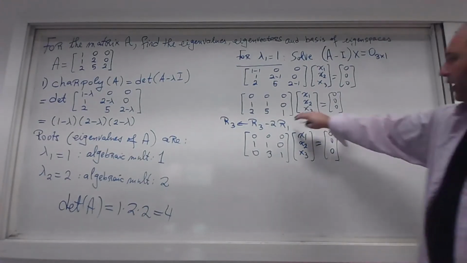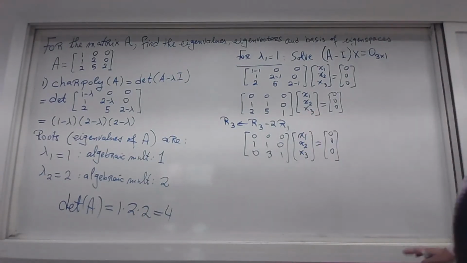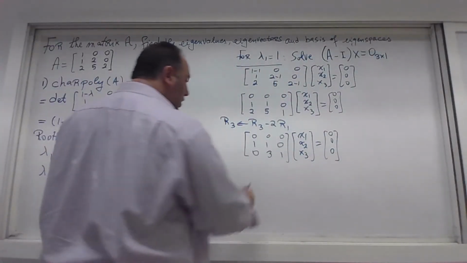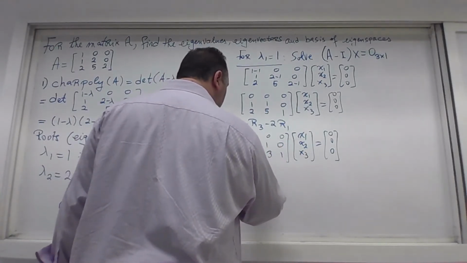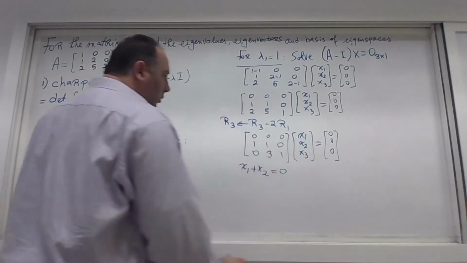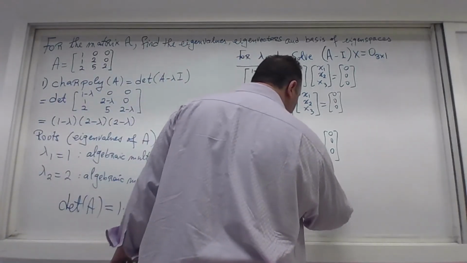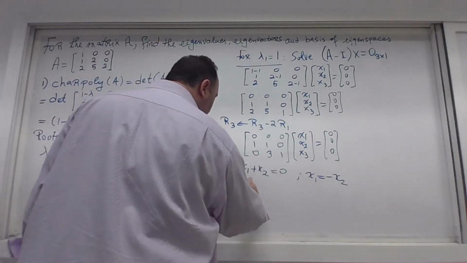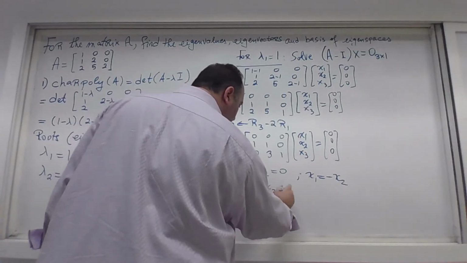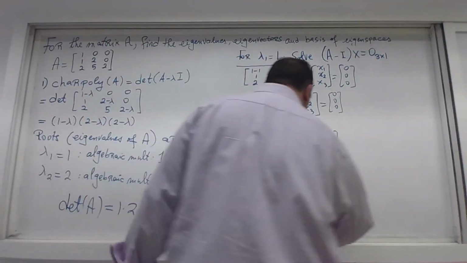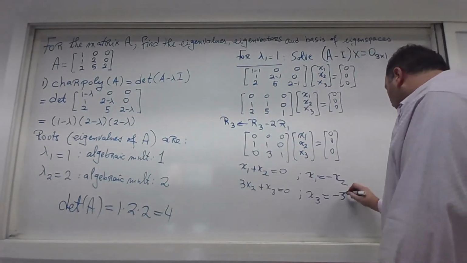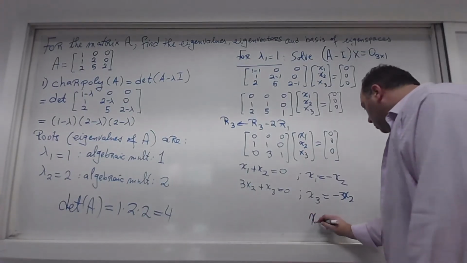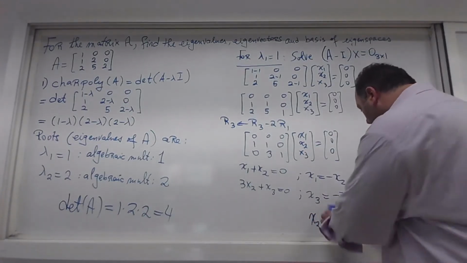Actually, you can start the fight here as you like. You just need to solve. That's all. How you solve, using Gauss-Jordan or not, I don't care. Just fight with it if you wish. This equation here tells me that x1 plus x2 is 0, which means that x1 is equal to negative x2. This equation tells me 3x2 plus x3 is equal to 0, which means that x3 is equal to negative 3x2. So now I decided that x2 will be the free variable, because the other guys are expressed in terms of x2.